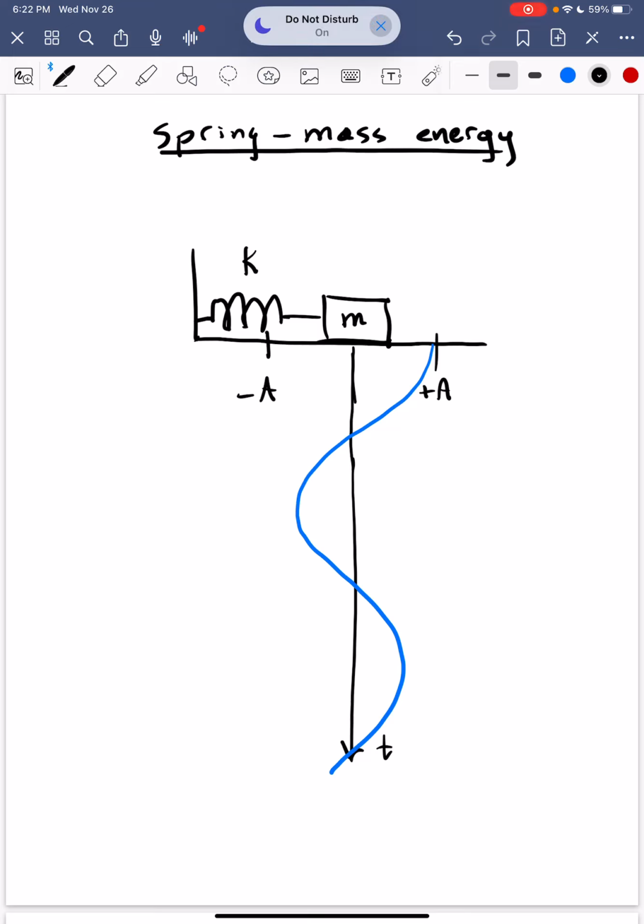I'd like to do a quick video on spring mass energy. We've been talking about spring mass systems in class, and here we've drawn one. We've got a spring right here. We've got a little mass. And we assume this is sliding back and forth on a frictionless surface.